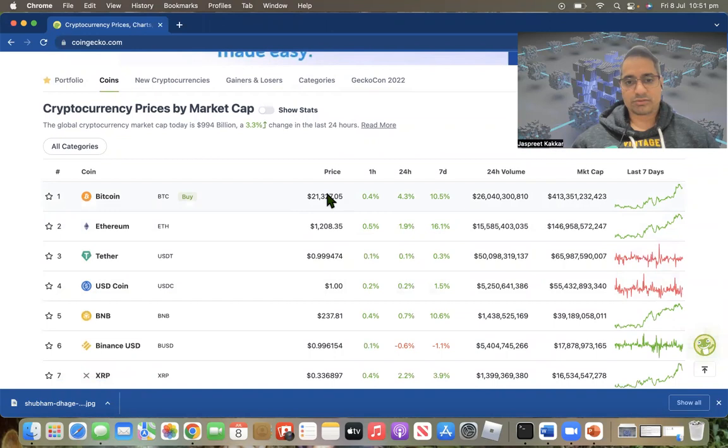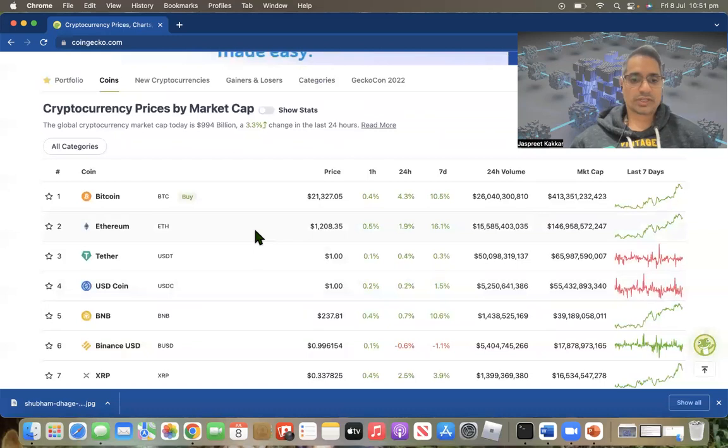Its price is close to 21,000 US dollars, and this is the market cap for Bitcoin, $413 billion at the moment. It also shows the chart for the last 7 days in the right column, and the volume traded in the last 24 hours, which is $26 billion. And then it shows you the 1 hour change in price, the 24 hours change in price, and the 7-day change in price of that coin.